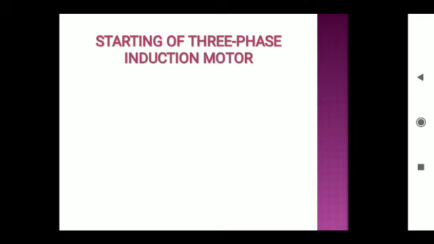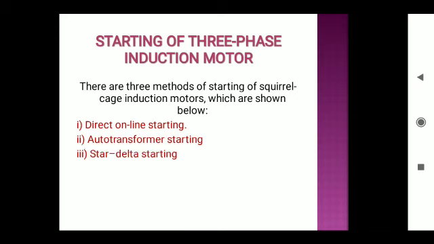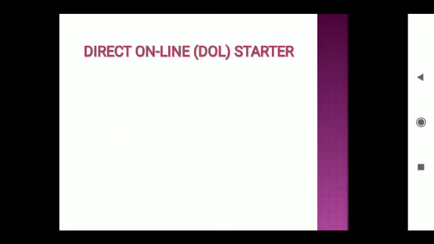Now the starting of three-phase induction motor. There are three methods of starting of squirrel cage induction motor which are shown below. Number 1, direct online starter or direct online starting. Number 2, auto transformer starting, and number 3, the star delta starting. Number 1, the direct online starter.